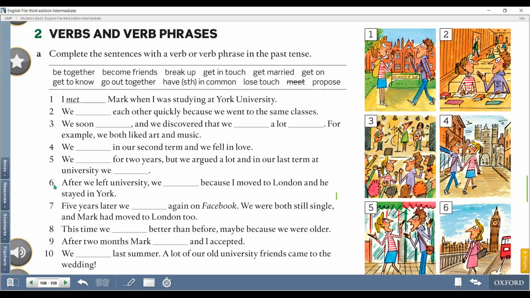Okay. We for 2 years, but we argued a lot, and in our last term at university we. So 2 things. Allora.